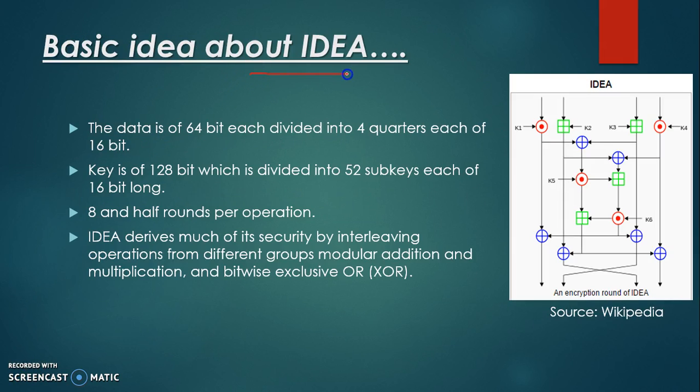So let us understand how we implement the IDEA algorithm. The data is 64 bits and we divide it into 4 quarters, each of 16 bits. You require a 128 bit key which you divide into 52 subkeys. For encrypting 64 bits of data, you require 8.5 rounds. The first 8 rounds are similar to each other and you require 6 subkeys in each round. So for 8 rounds you require 48 subkeys and the remaining 4 subkeys are required in the next half round. The IDEA algorithm gets its security because of the interleaving operations from different groups like modular addition, modular multiplication and XOR. This is the pictorial view of the IDEA algorithm with keys, data and the different operations performed.